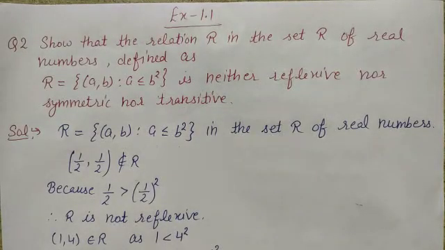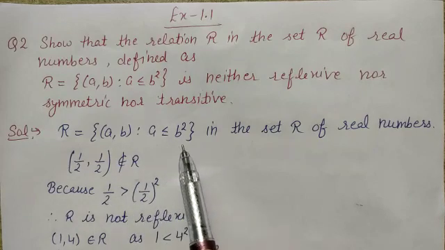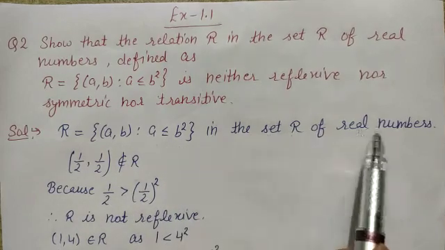Today we will discuss question 2 to question 7 of exercise 1.1. Question 2 is: show that the relation R in the set R of real numbers, defined as R equals to {(a, b) such that a is less than or equal to b square}, is neither reflexive, nor symmetric, nor transitive. So the relation is R equals to (a, b) such that a is less than or equal to b square in the set R of real numbers.